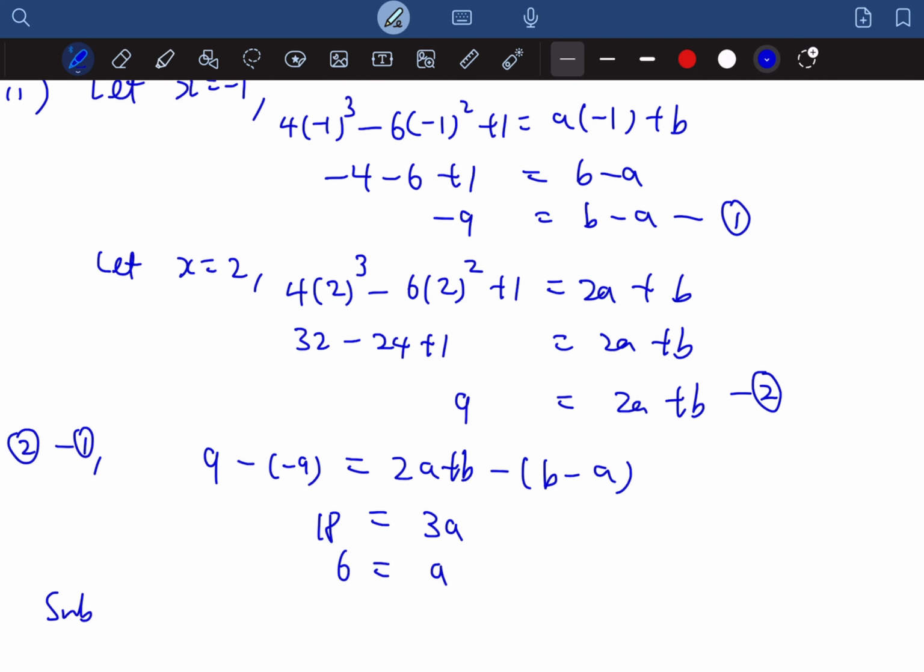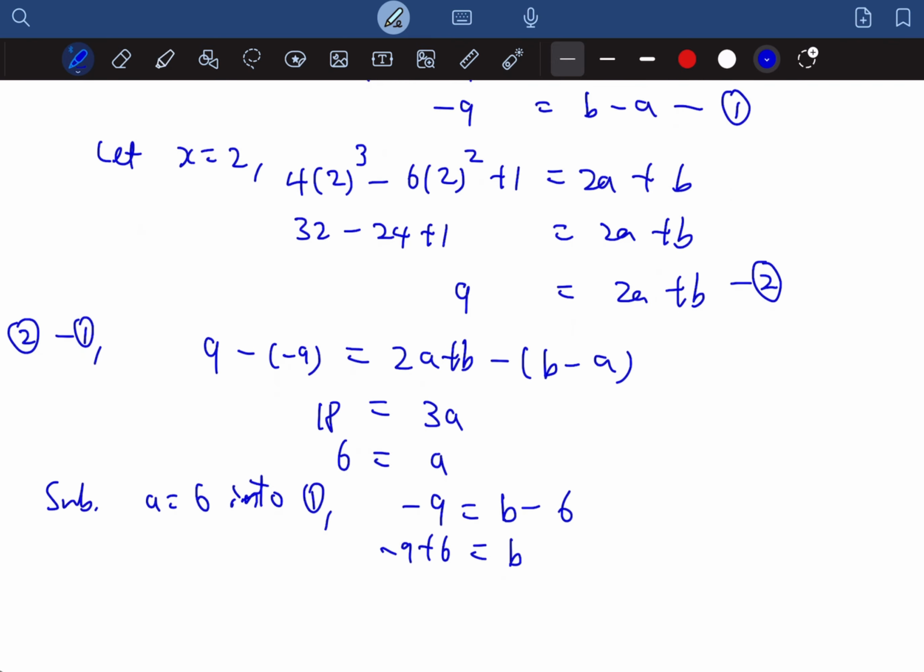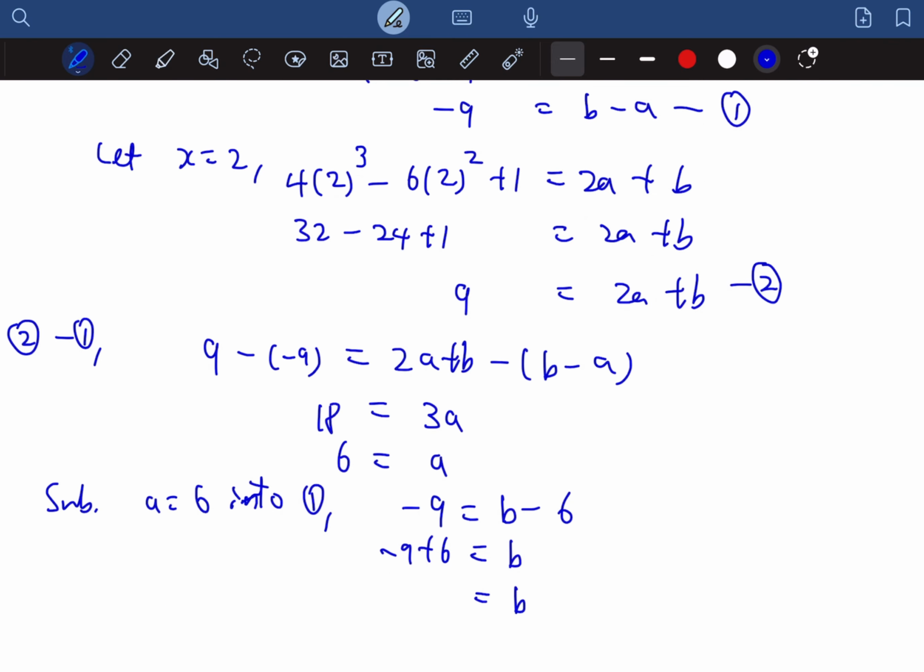Then I sub a equals 6 into equation 1, which is negative 9 equals b minus 6. So b equals negative 9 plus 6. b equals negative 3. So that is how we solve multiple unknowns in a polynomial. Thank you.